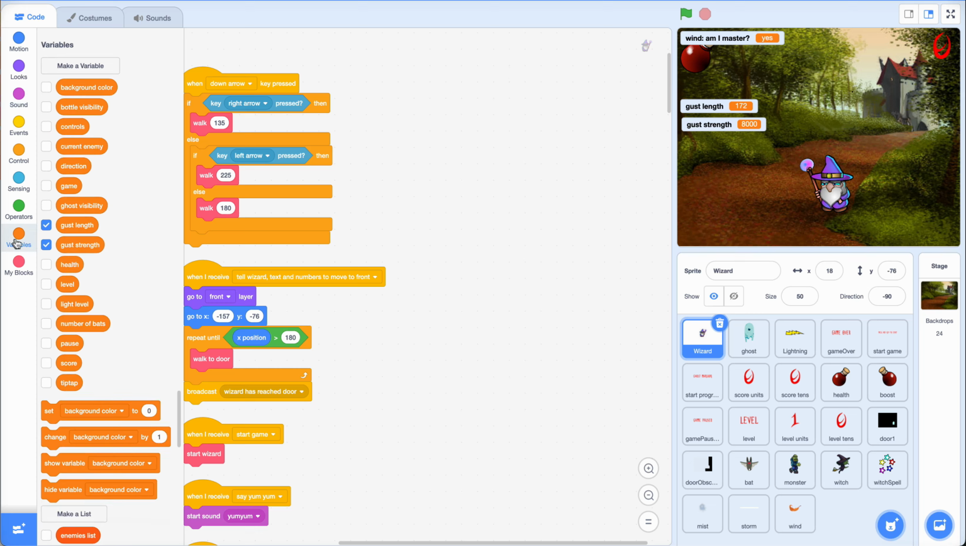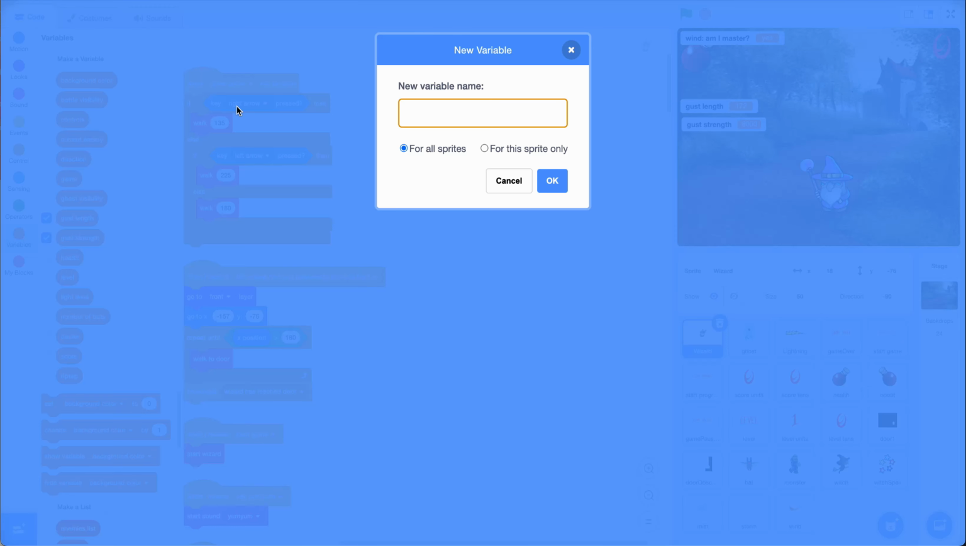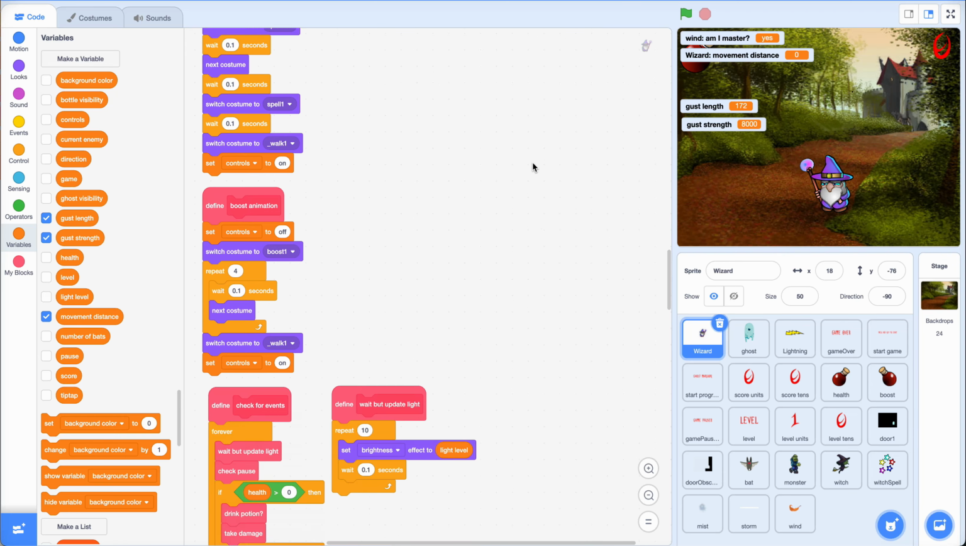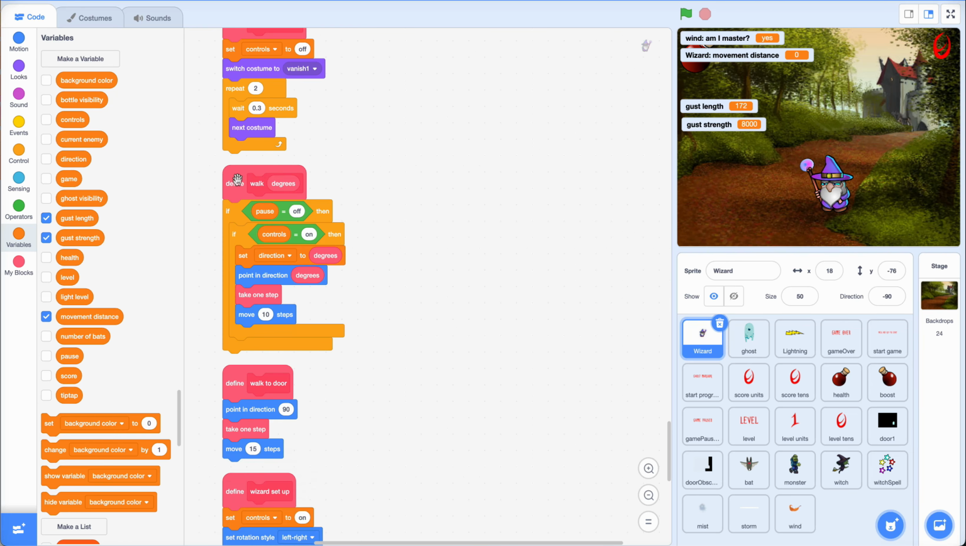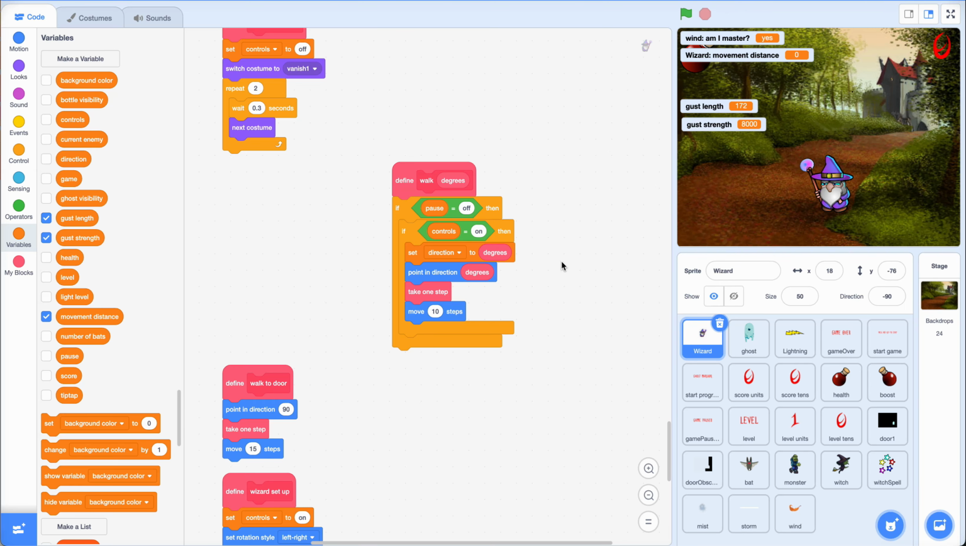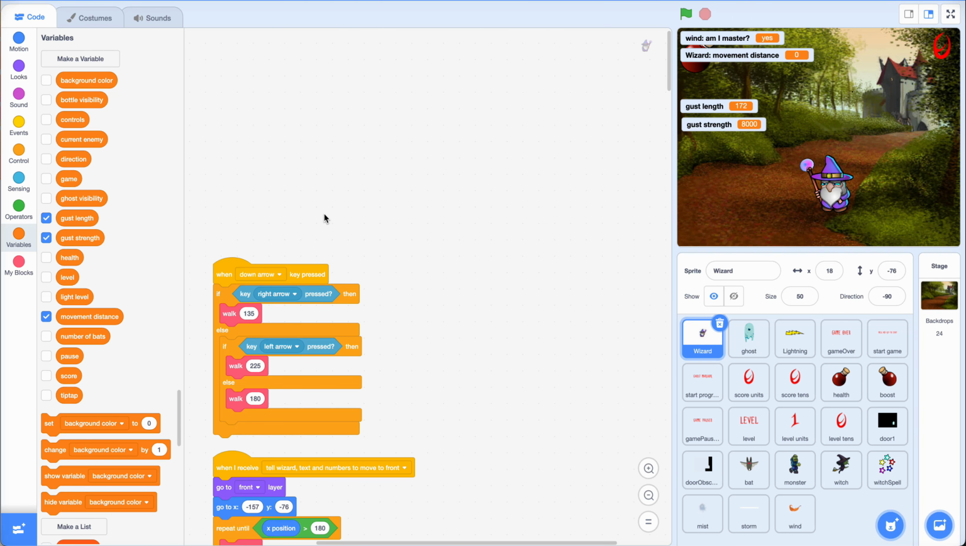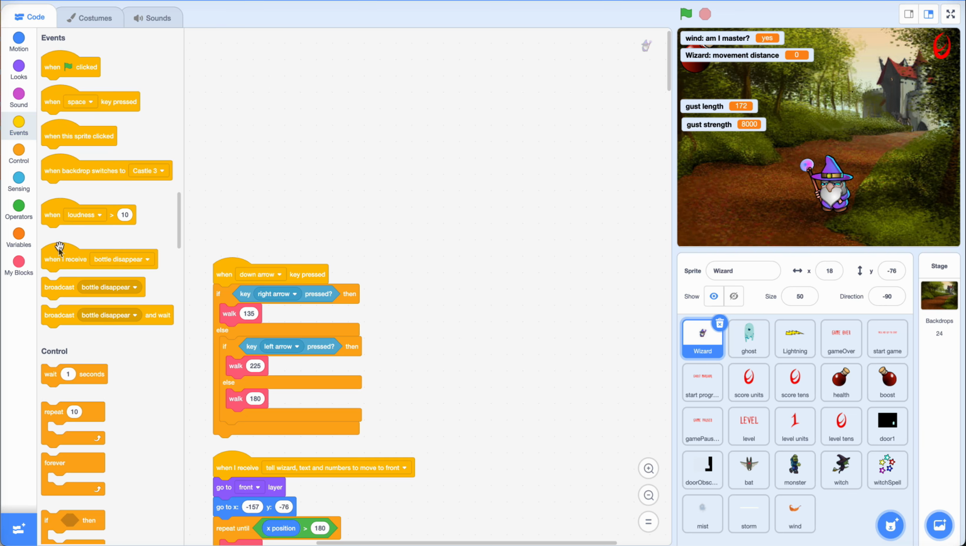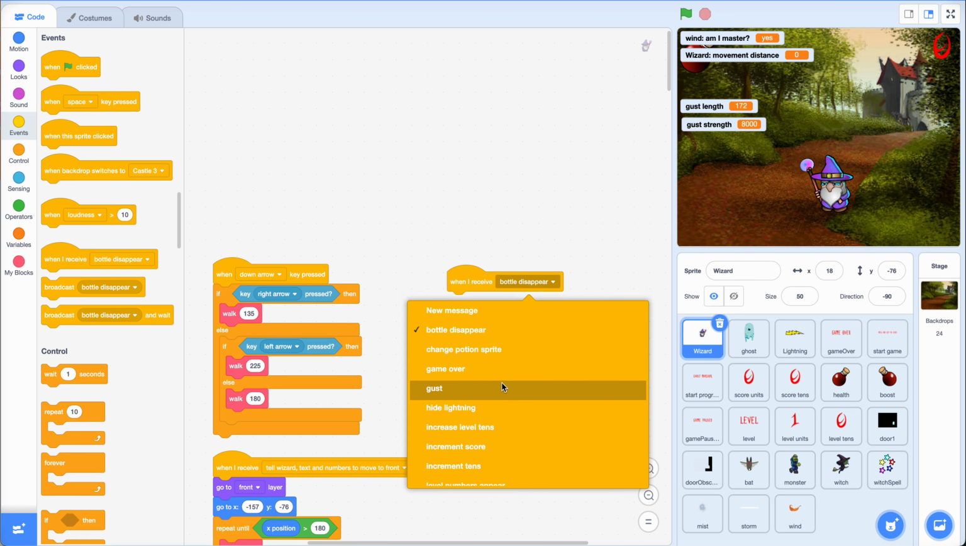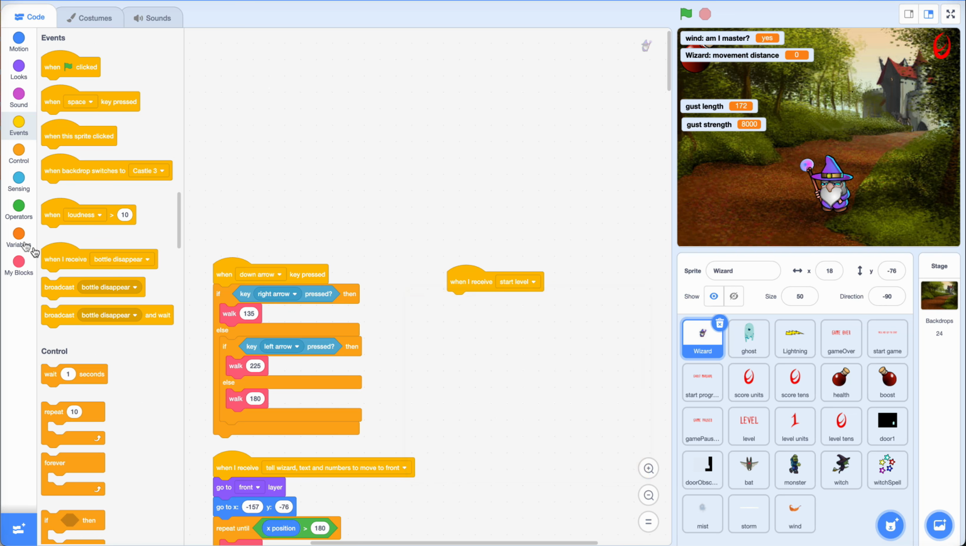So the first thing that I want you to do is create a new variable. Call it movement distance, and it's just for the wizard. So we're in the wizard code, I forgot to say. And way down in walk, we have this command here that says move 10 steps. Well, instead of 10, we're going to change that to movement distance steps. And we're also going to introduce something that says when I receive start level, set movement distance to 10.